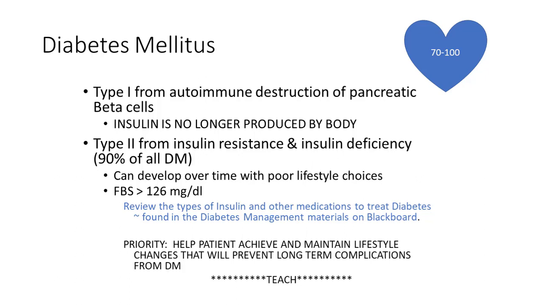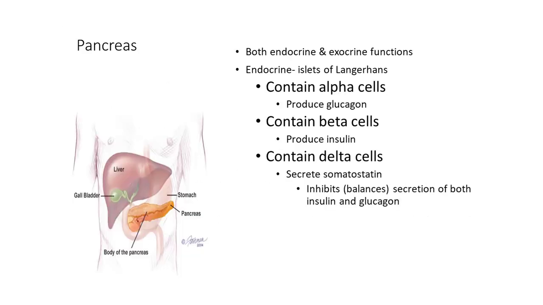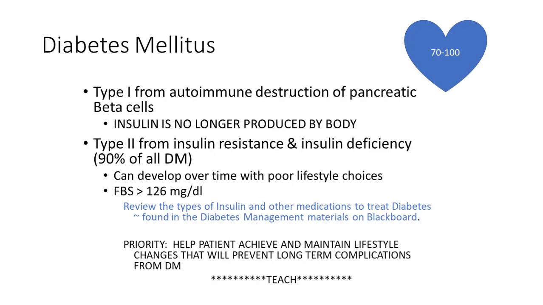So, diabetes mellitus. There's type 1 and there's type 2. Type 1 is an autoimmune disorder, and it destroys the beta cells. If we go back, remember the beta cells are the ones that secrete or produce the insulin. So type 1 destroys those beta cells, so the insulin is no longer produced by the body. Type 2 is from insulin resistance and insulin insufficiency or deficiency. These are most of the cases of diabetes mellitus.